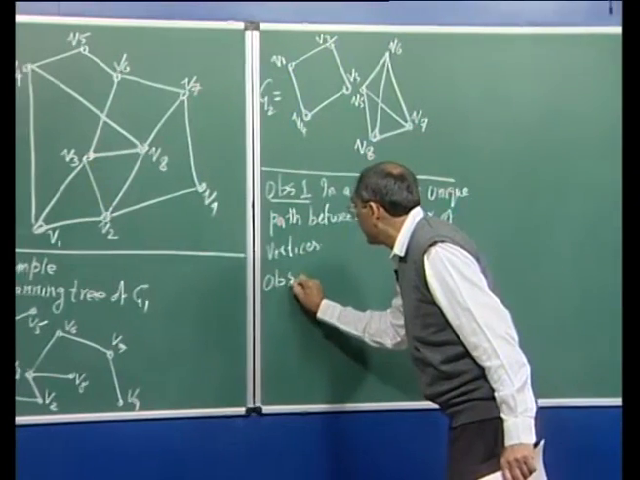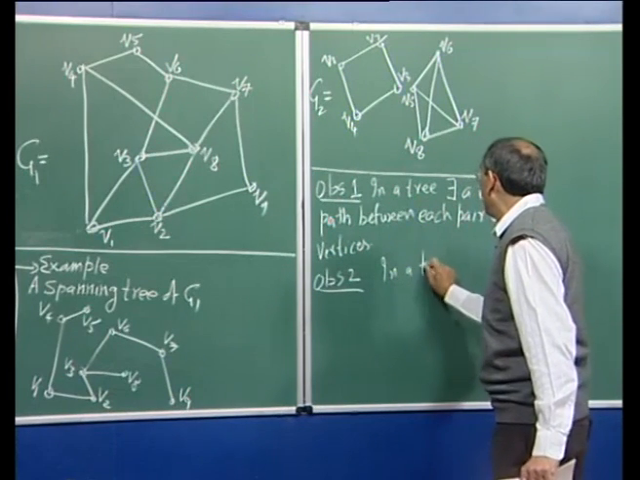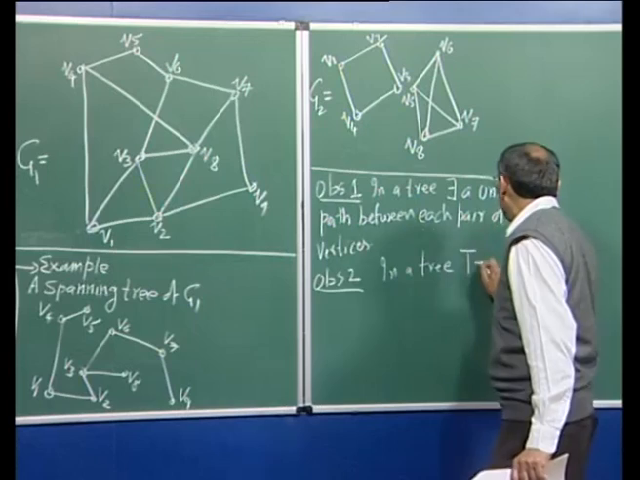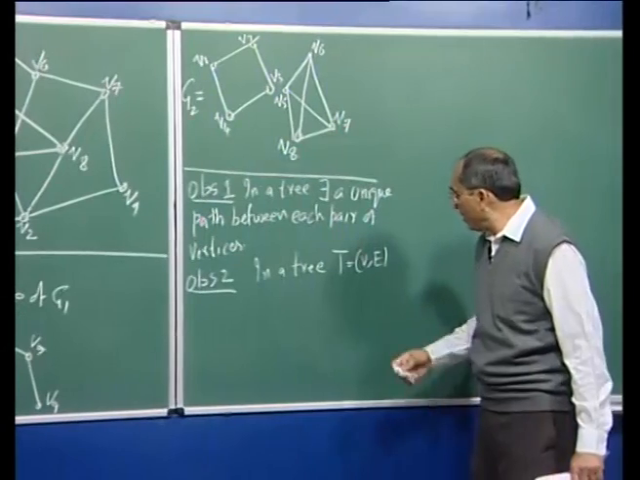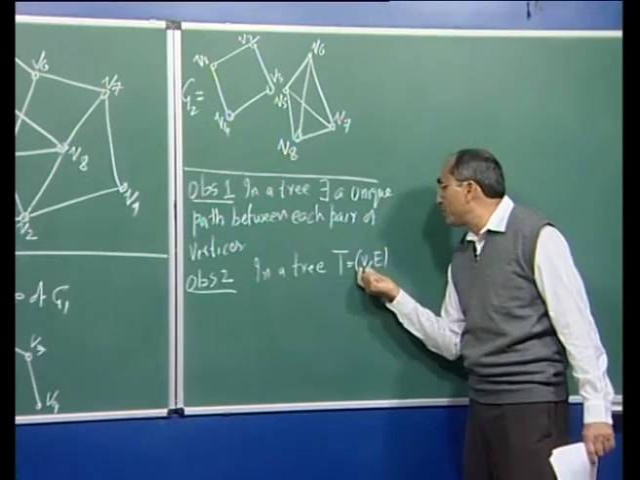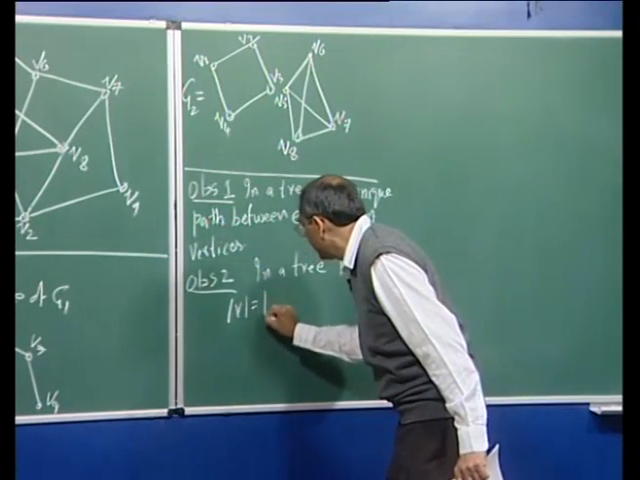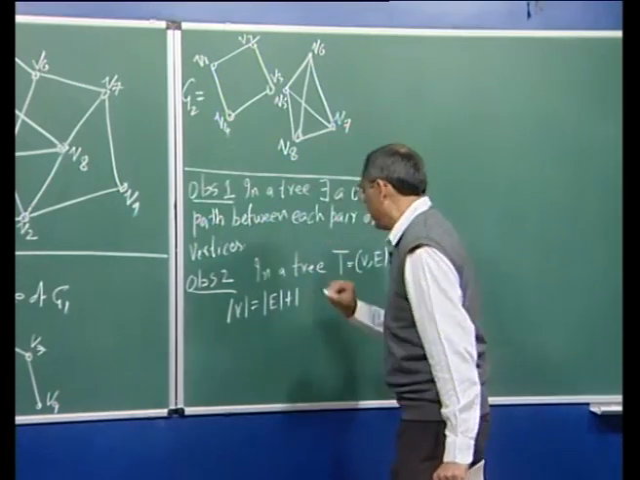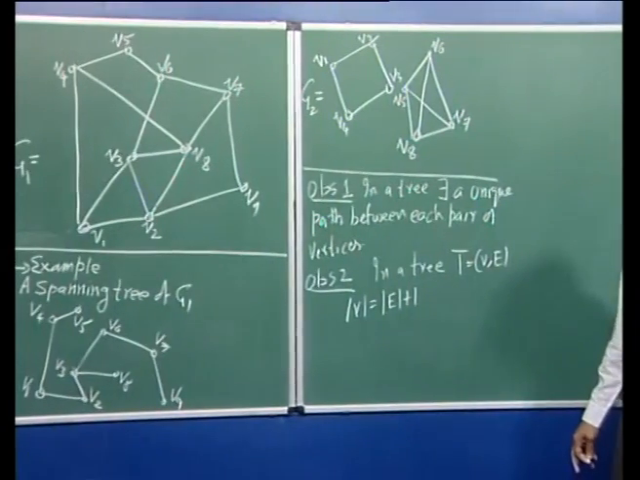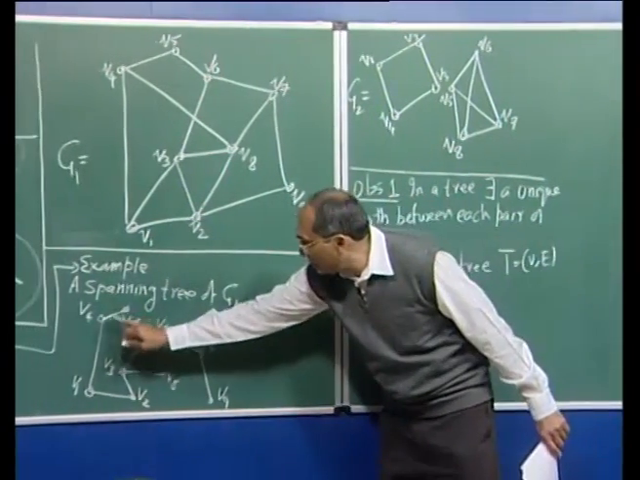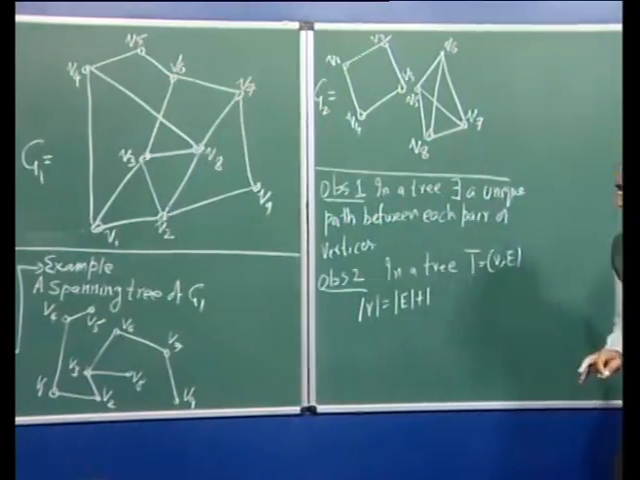Another useful observation is that in a tree T equal to V comma E, the number of vertices is always exactly one more than the number of edges. Take a look at that example again. We have 9 vertices and 1, 2, 3, 4, 5, 6, 7, 8 edges. That is always the case.